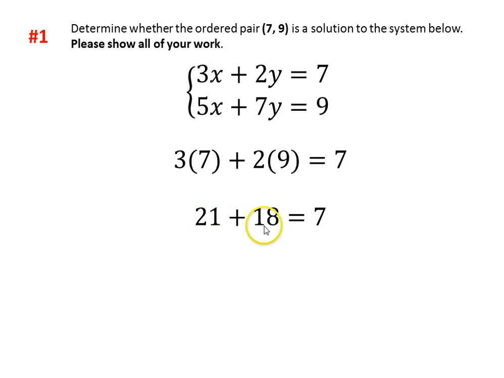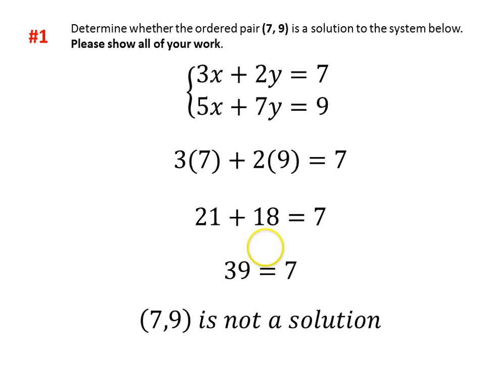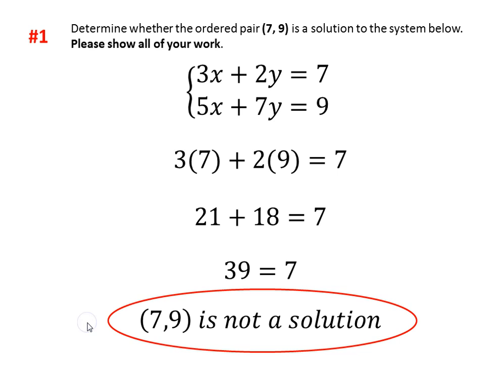And if 21 plus 18 equals 7, then we will have a true statement, which means that the point works. However, we get 39 equals 7. And 39 does not equal 7. So when we plug (7, 9) into the equation, we get a statement that is not true. So it is not a solution. And so (7, 9) is not a solution to the system. And we don't have to bother plugging that into the other equation because it didn't even satisfy the first equation. And in order for it to be a solution to the system, it has to work in both.